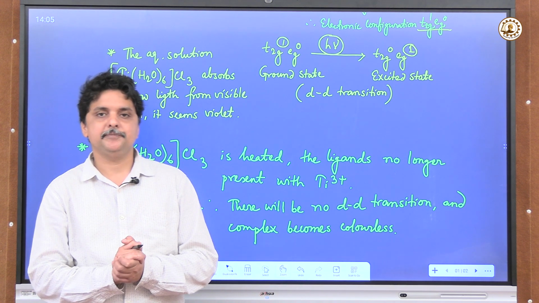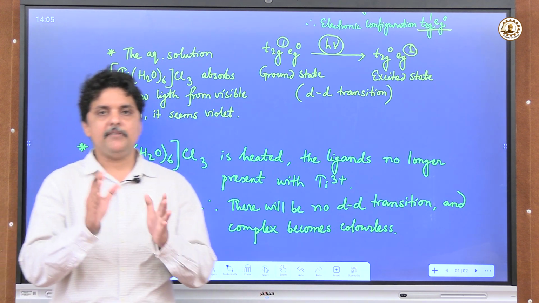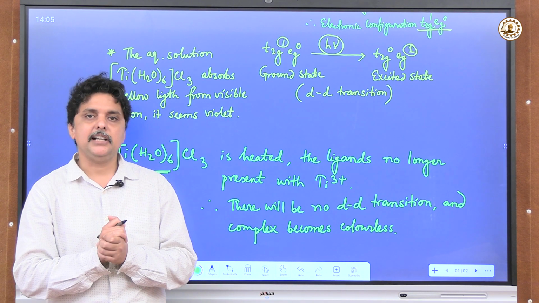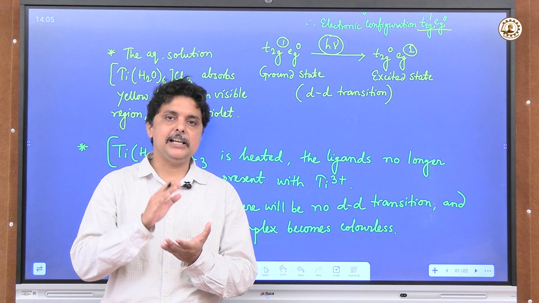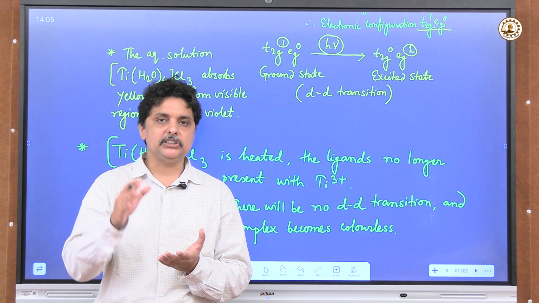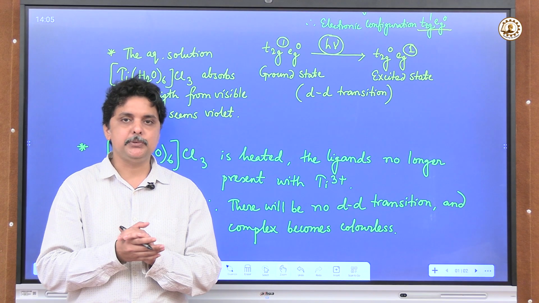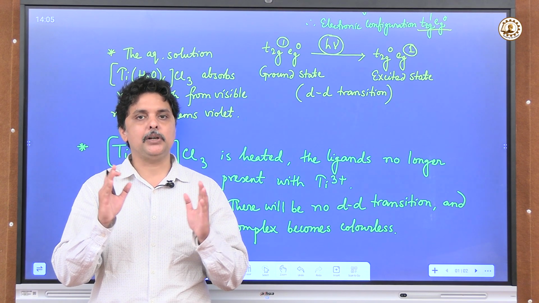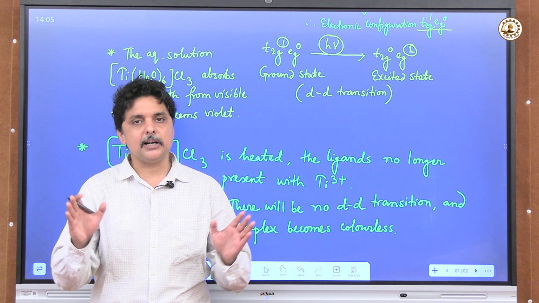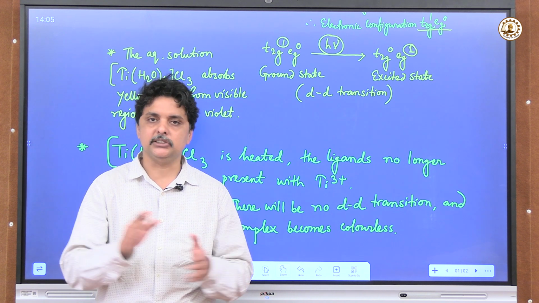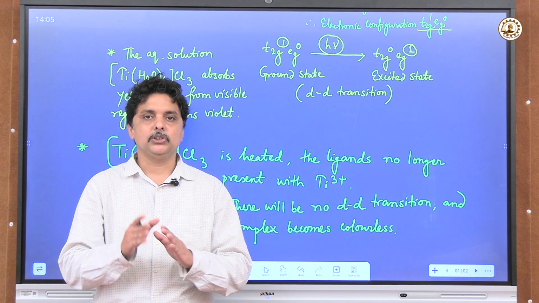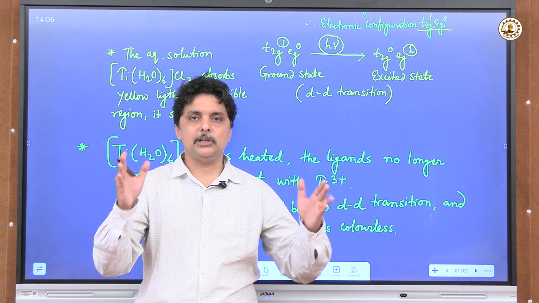So once again, finally, we jot down this thing. Whenever we have a complex compound given in its aqueous solution, and there occurs crystal field splitting, there is electronic transition from t2g to eg orbitals. And if during the transition it absorbs visible light, then the complex is usually colored. Now on heating, if the ligands are removed, there is no longer crystal field splitting and there is no d-d transition. In the absence of d-d transition, there will be no color of the complex. So this is all about the solution of this particular question.